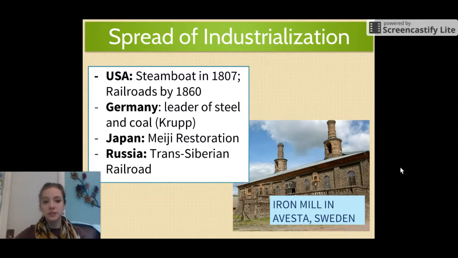You have industrialization spreading to the USA as the steamboat is invented there by Robert Fulton in 1807. Railroads are in full force by 1860, and will play a large role in the American Civil War. Germany doesn't get involved as quickly because they're not yet unified, but once they're unified into a country by the 1870s, you see them become the leader of steel and coal production, even a monopoly by Krupp, which produces the cheapest steel in the business using the Bessemer process. In Japan, the Meiji Restoration, and in Russia, the Witte revival, promotes industrialization there as well. You got the Trans-Siberian Railroad and other things during this time.